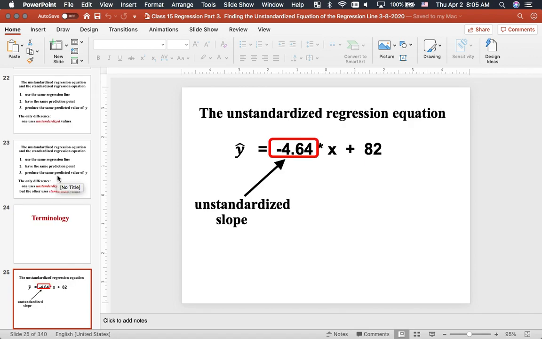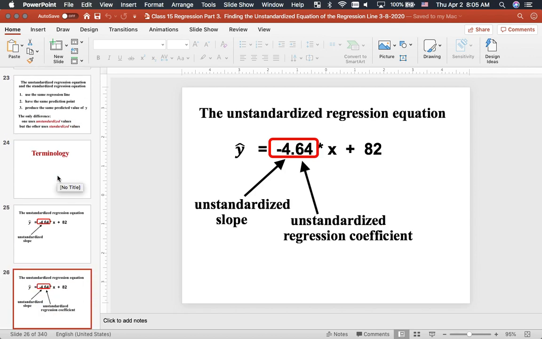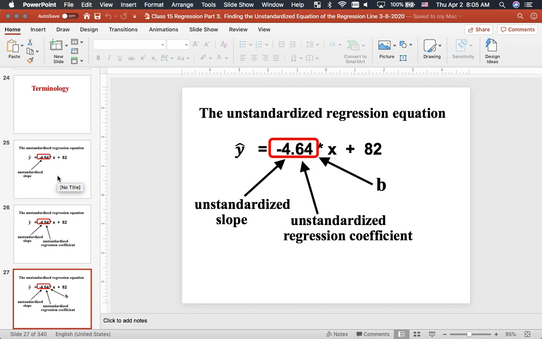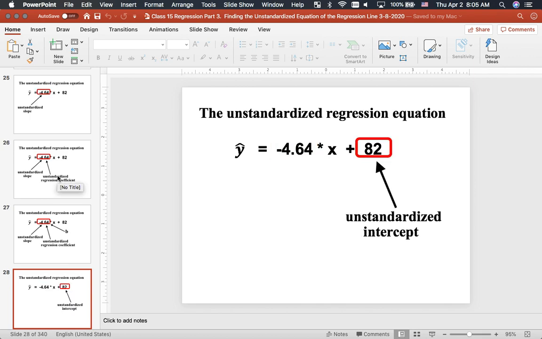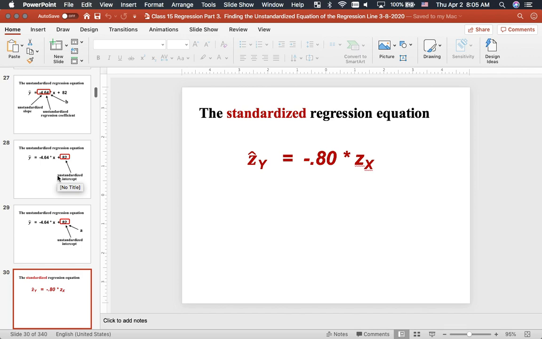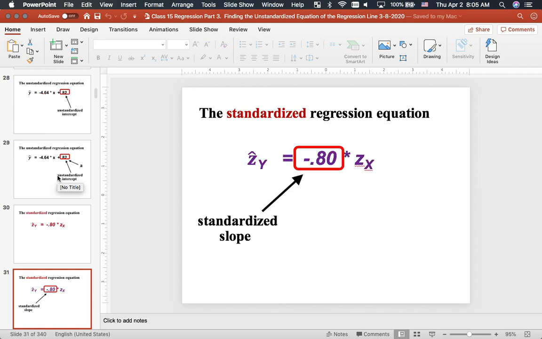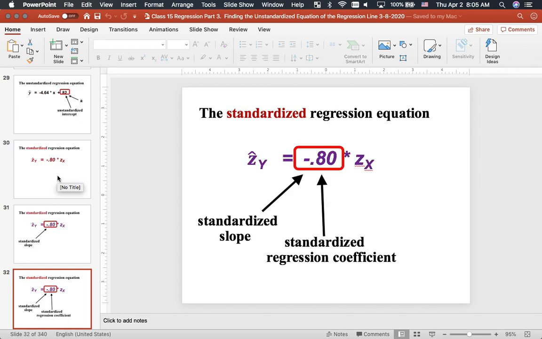So right here, if we're looking at the unstandardized regression equation, you see that this right here is the unstandardized slope. This is also known as the unstandardized regression coefficient, or B. So this right here is going to be the unstandardized intercept, or A. Okay, so this is the standardized regression equation. This is z hat of y equals negative 0.80 times z of x. And this is going to be the standardized slope. So this is going to be the standardized regression coefficient, or beta.